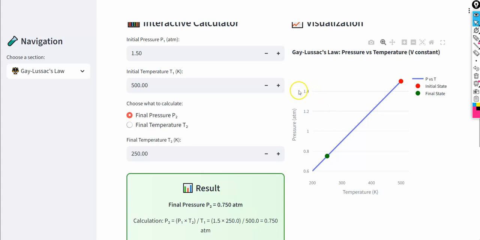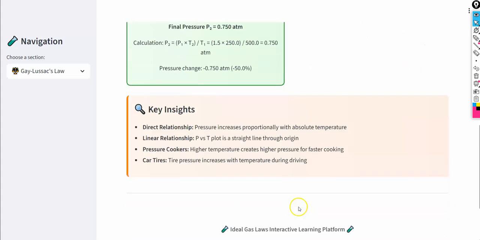And that here is the plot P versus T. This is the linear plot. Now here is the key insight. Pressure increases proportionally with the absolute temperature. The P versus T plot is a straight line through the origin.